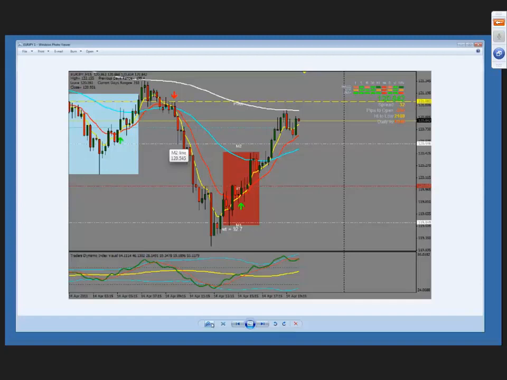Skip has a question: how lopsided a W will you take? Doesn't really matter to me, as long as the second leg is a little bit higher or even equal to the first leg. I'm going to take it. If everything else matches up, I'm going to take it.